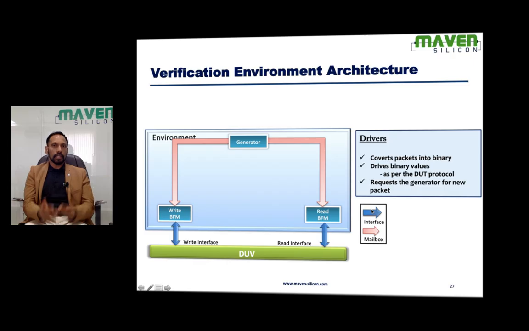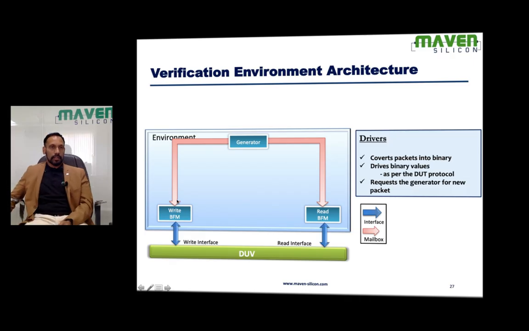Alright. Drivers convert the packets into binary. Here the environment is TLM, so everything will happen in terms of packets. We cannot send packets directly to DUV. We need to convert the packets into binary values. That's what the driver does. Also, the driver follows DUT protocol to drive the values.